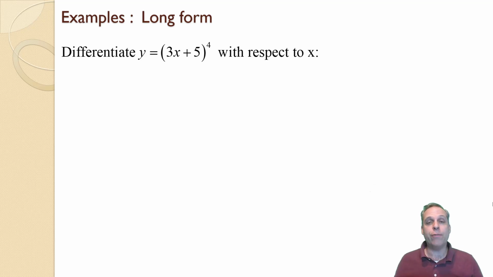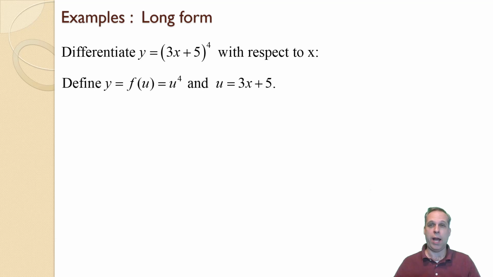All right, so let's go ahead and take this rule out for a spin. I want to know how to differentiate this function y in terms of x. First thing I would notice is that it's a composition. Composition is where you have a function of an expression. So here I would want to find out, can I write y as a function of u? Well, yeah, I could write it as u to the 4th power, where u is 3x plus 5.